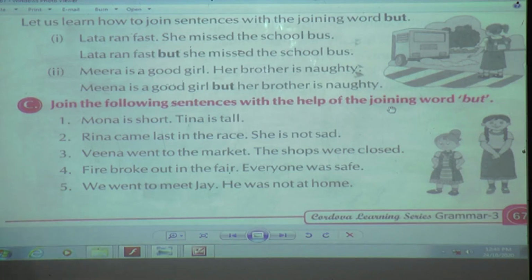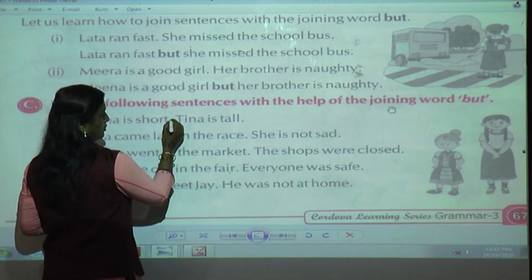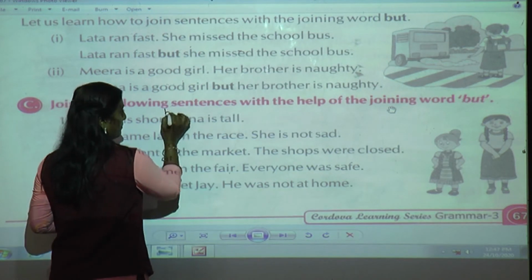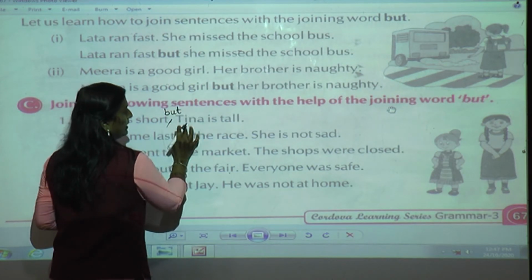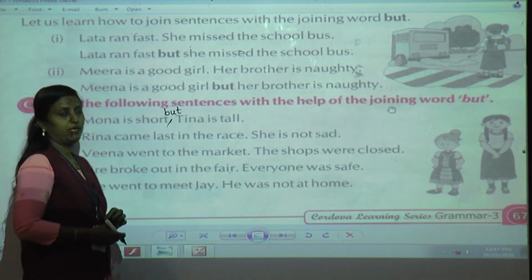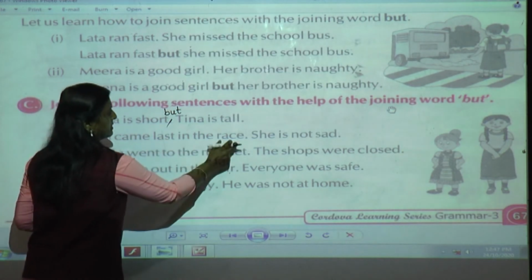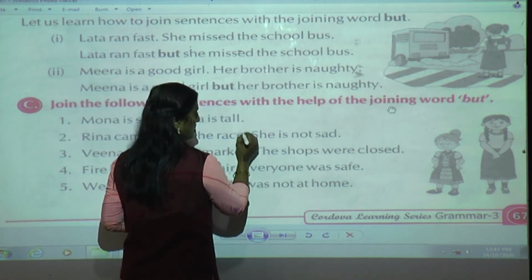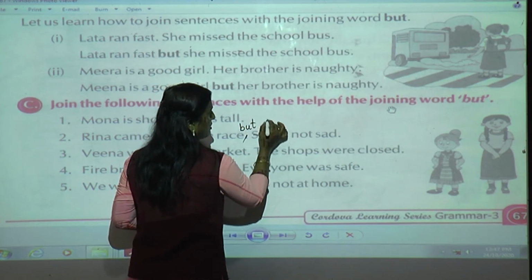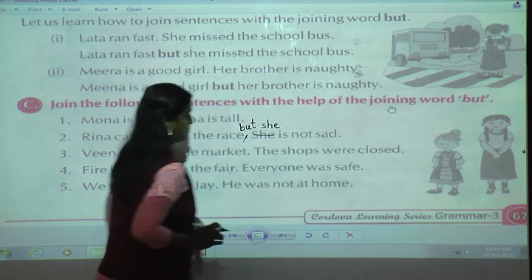Mona is short, Tina is tall. Two sentences. First what I am going to do? Yes, I am going to cut the full stop, but Tina is tall. Tina is the name of a girl, so T will remain capital. Reena came last in the race. Full stop, cut, but she, I'll cut, you know why? Because I want to write S in small, capital is not needed.